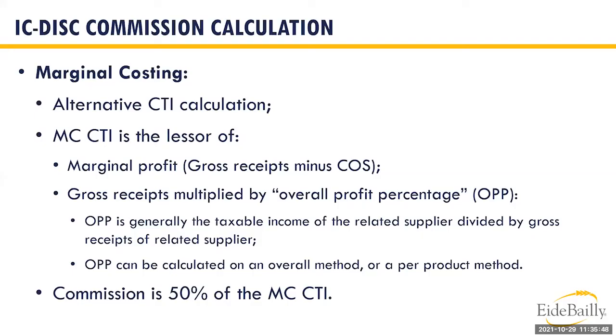The marginal costing method, as I mentioned, is an alternative way to calculate your combined taxable income. The marginal costing CTI is the lesser of your marginal profit, which is just your gross receipts less your cost of sales, or your gross receipts multiplied by what's called an overall profit percentage, which is generally the taxable income of the related supplier divided by the gross receipts of the related supplier. Once you have your combined taxable income calculated under the marginal costing method, your commission would be 50% of that marginal costing CTI.